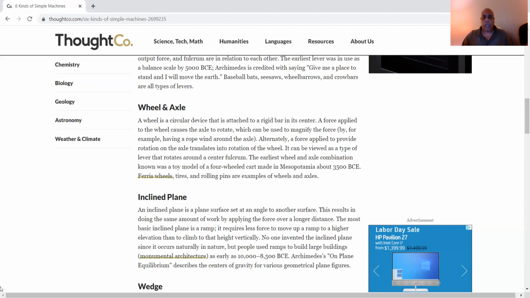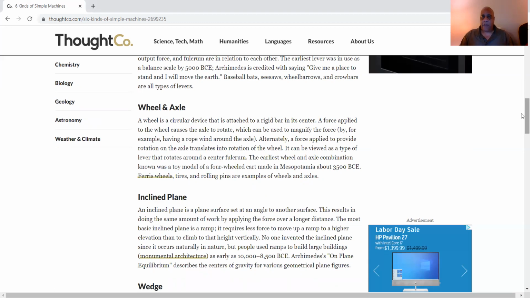Now, the earliest wheel and axle combination known was a toy model of a four-wheeled cart made in Mesopotamia about 3500 BC. So what are examples of wheels and axles? Well, Ferris wheels, tires, and rolling pins are all examples of wheels and axles.